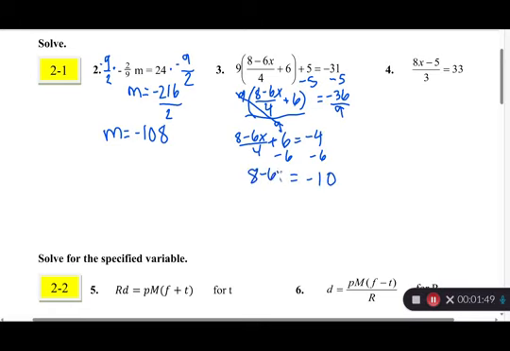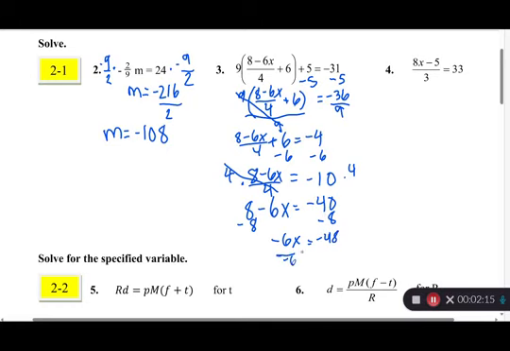8 minus 6x over 4. Kind of the opposite we did with the 9. Now we're going to multiply by 4 because that will reverse that dividing by 4. So we're at negative 40. These are gone. 8 minus 6x. Negative 8. Subtract that over. Negative 6x equals negative 48.